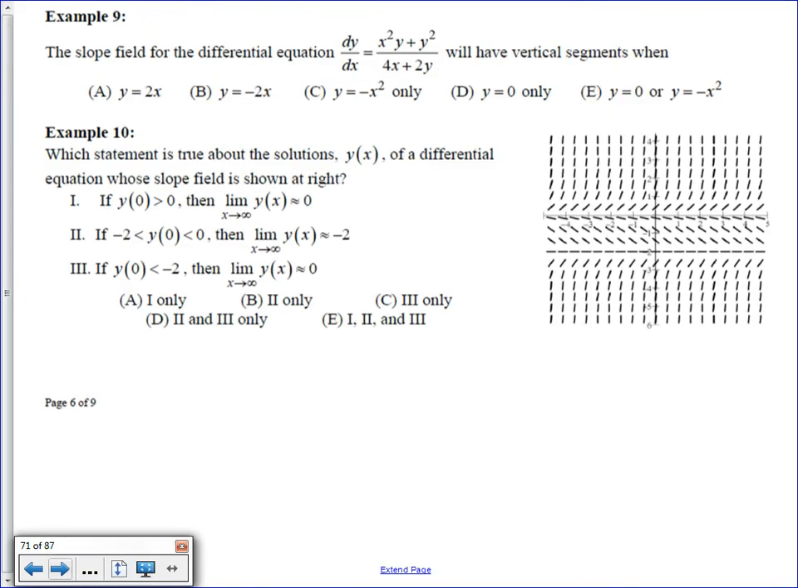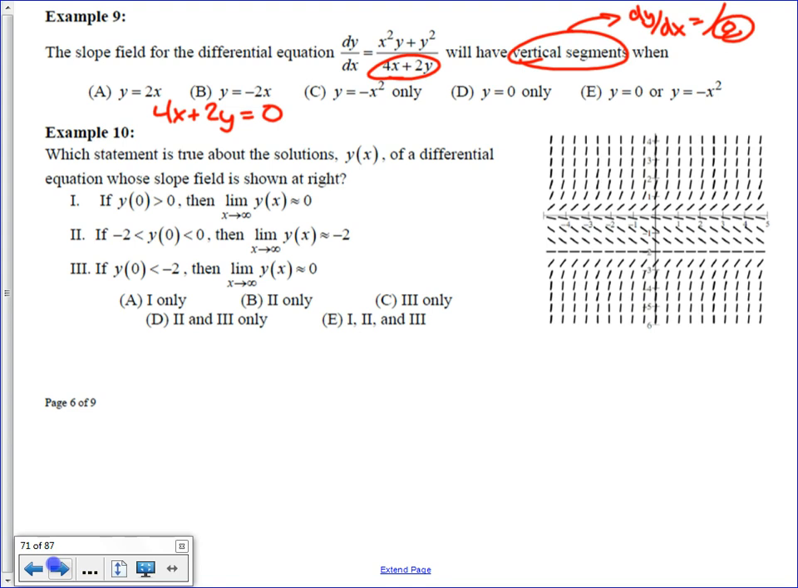They're testing me in different ways now. Vertical segments. What does it take to have vertical segments? dy/dx will be over 0, right? So what am I going to do in my problem? Yep, set the denominator equal to 0. And when you solve, you get, well, hold on.